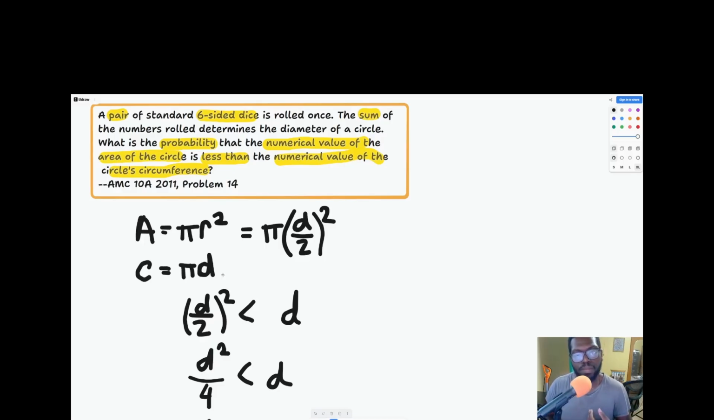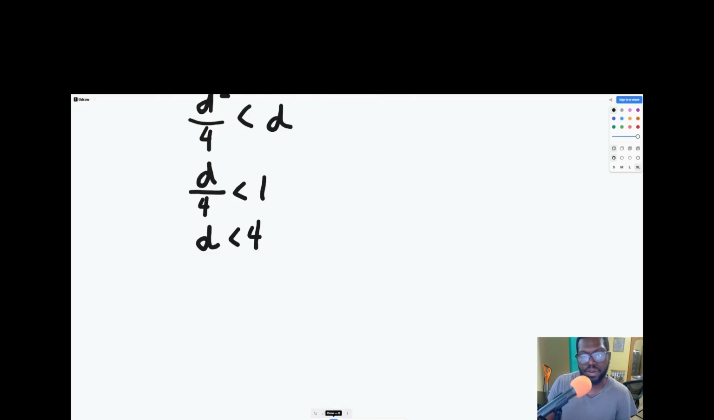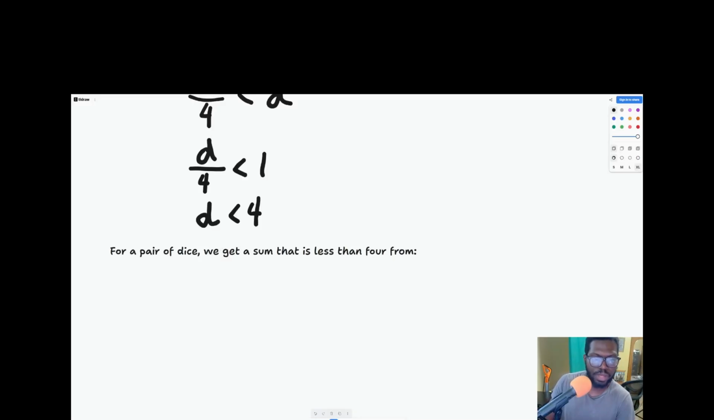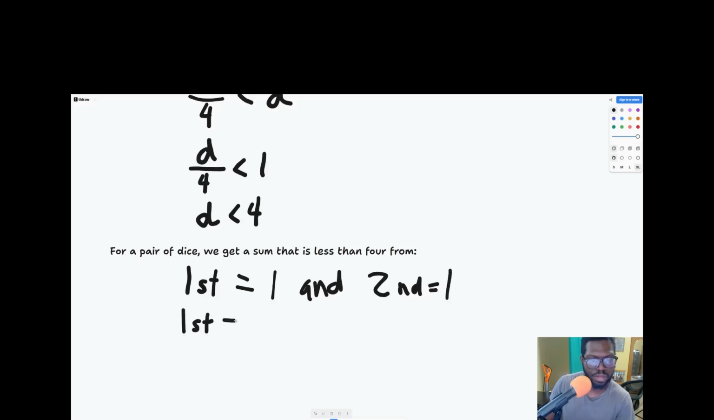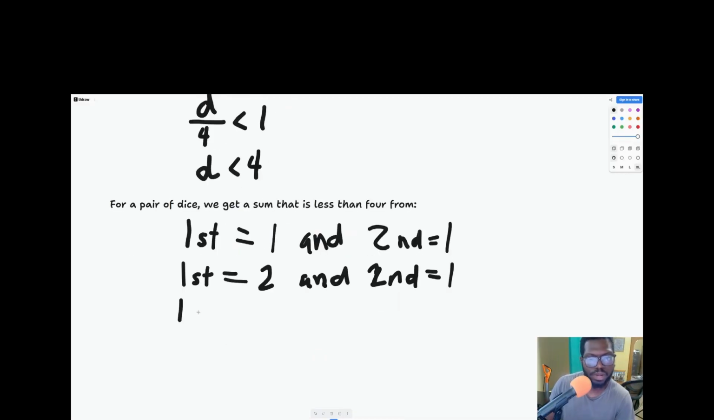So this is where the probability portion of this problem comes into play. For a pair of dice, there aren't that many possibilities, fortunately. So if we roll a pair of dice, we get a sum that's less than 4 if the first roll is a 1 and the second roll is a 1. The other possibility is that the first roll is 2 and the second roll is 1. And the third possibility is that the first roll is 1 and the second roll is 2. So these are three possibilities where the sum of the two numbers we get from rolling a pair of dice is going to be less than 4.